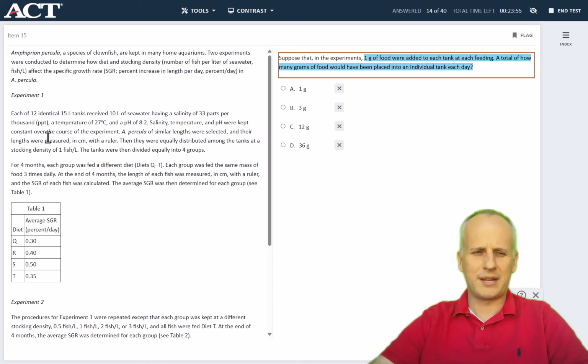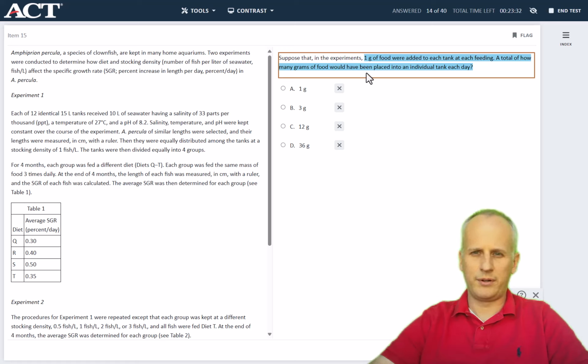Salinity, temperature, and pH were kept constant over the course of the experiment. A perkula of similar lengths were selected, and their lengths were measured in cm with a ruler. Then they were equally distributed among the tanks at a stocking density of 1 fish per liter. The tanks were then divided equally into 4 groups. For 4 months, each group was fed a different diet. Each group was fed the same mass of food 3 times daily.